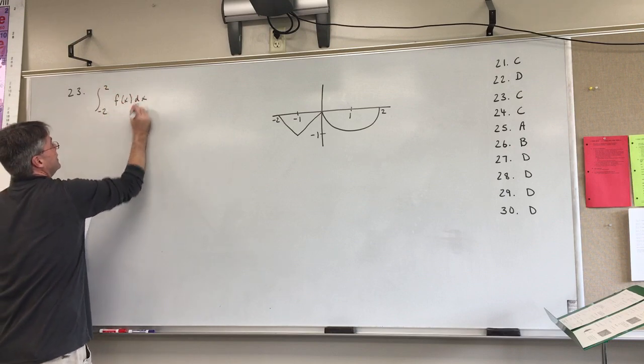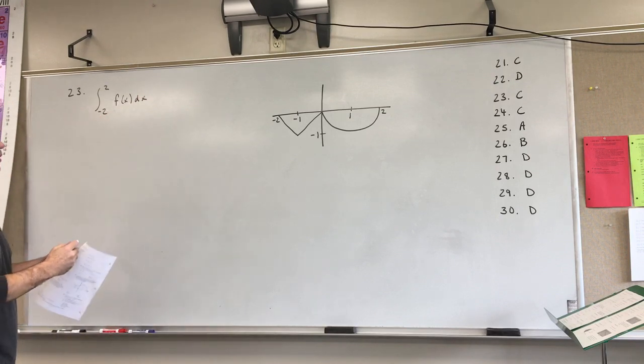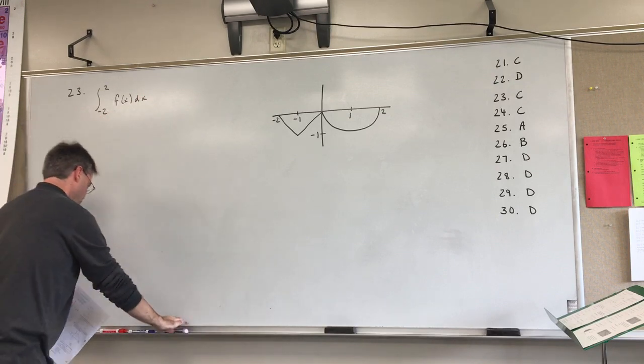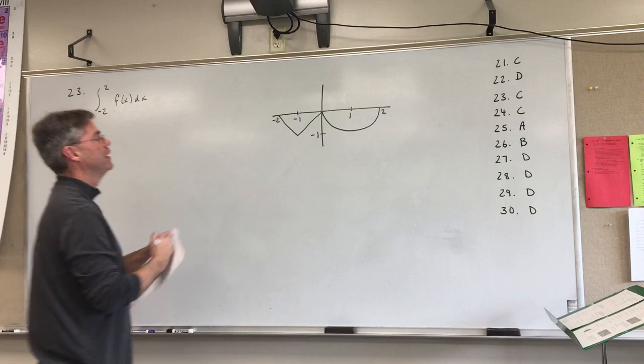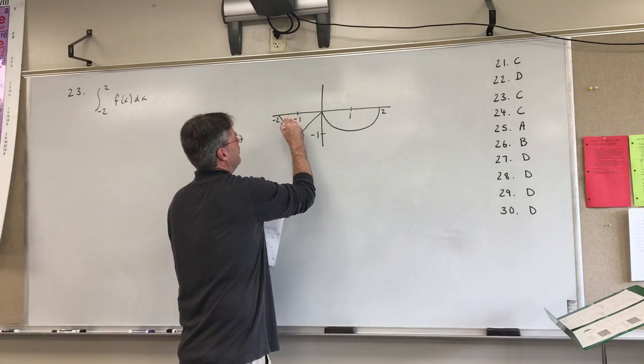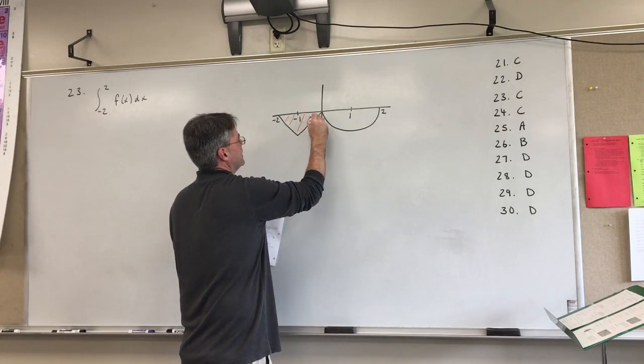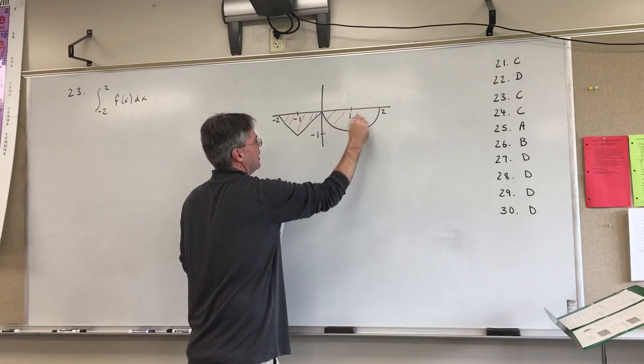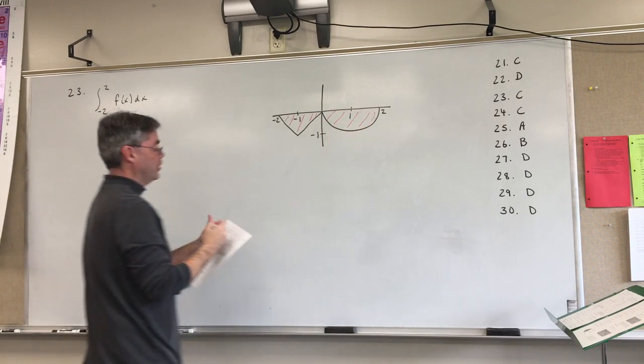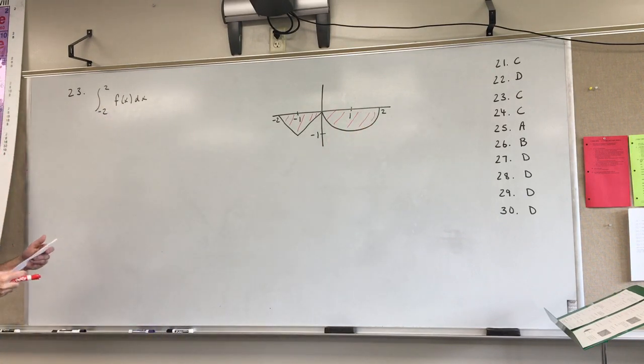Well, this is just the area under that curve. So we need to figure out the area. Now it's going to be a negative value because it's below the x-axis. So you might be able to just look at that and see which ones are going to be negative, and the only one really eliminated is D. Okay, so the rest of them could be the answer.